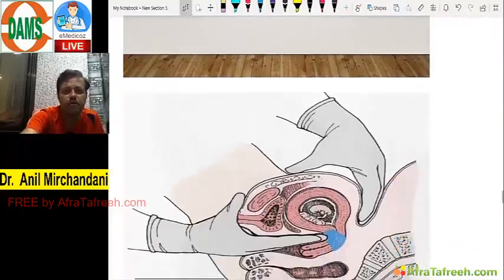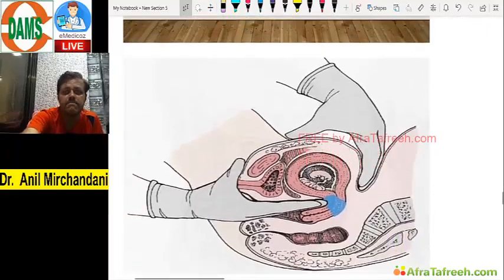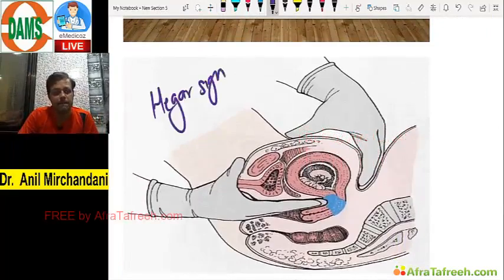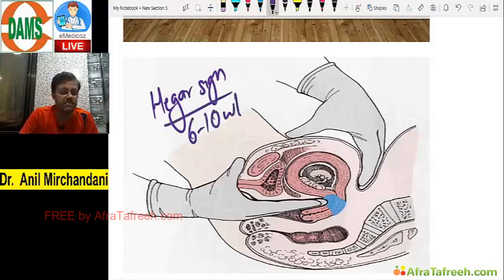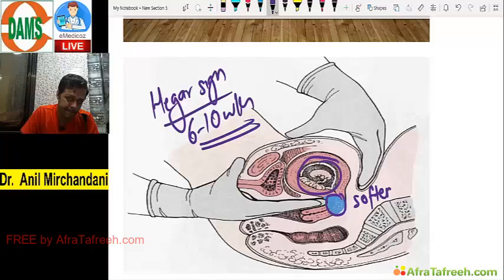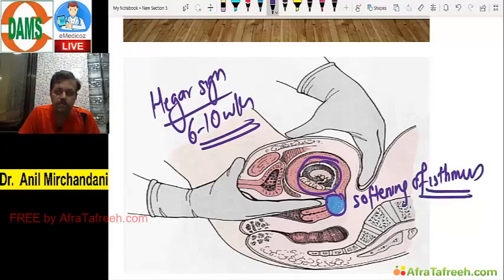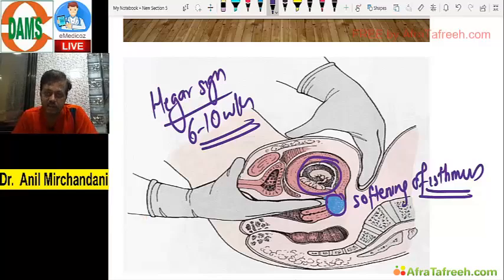Few pictures before I call it a day. In clinical examination, this is the picture which is commonly asked. This is of Hegar sign. It is seen between 6 to 10 weeks. Pregnancy in upper part and softening of isthmus and empty lower part. That would be a sign called Hegar sign.